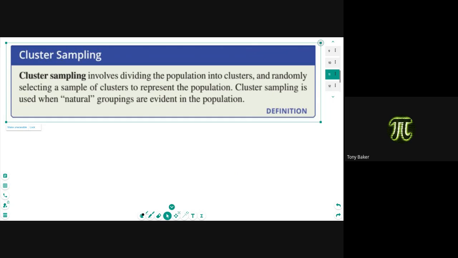So cluster sampling basically says I'm going to put everybody into groups, and then I'm going to select random clusters to represent the entire population. A great example of that in the school would be, I'm going to take all the classrooms in the building, randomly select 10 classrooms, and ask every single person in those 10 classrooms for my study. That's a cluster sample. Is that random?